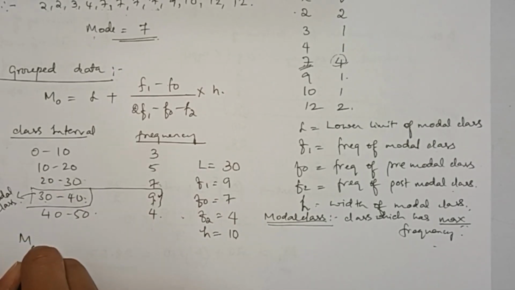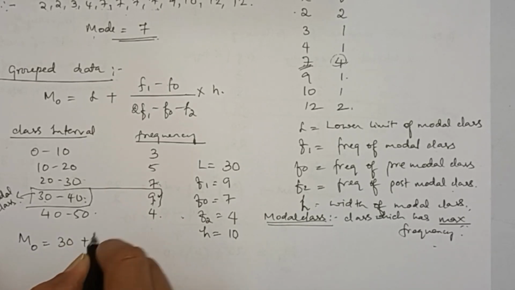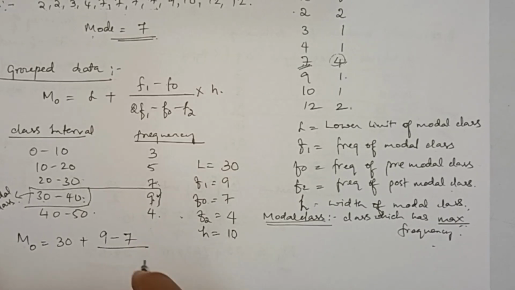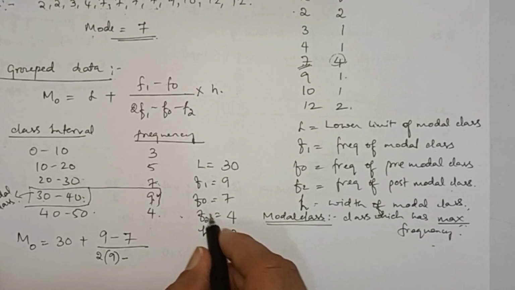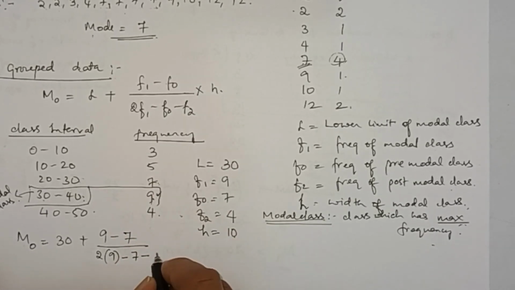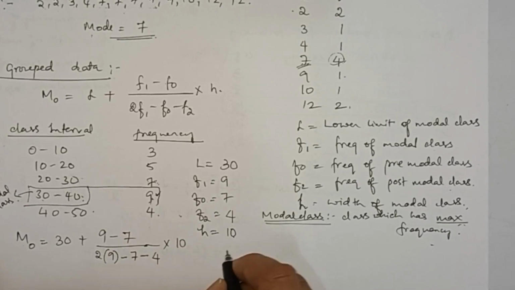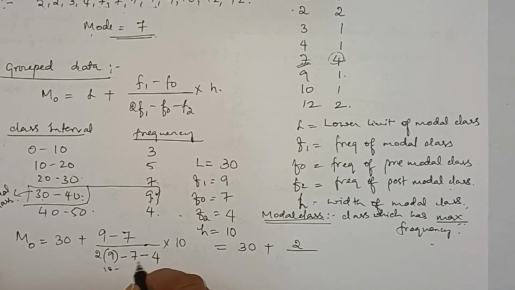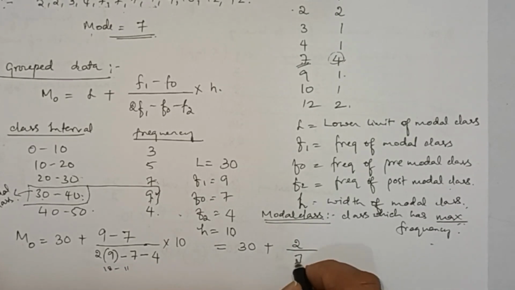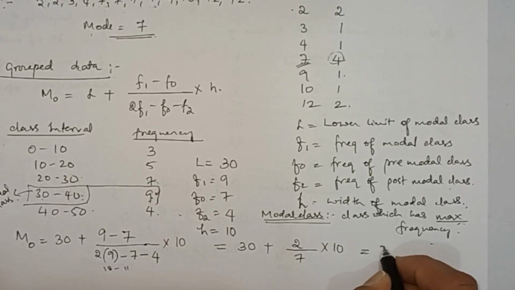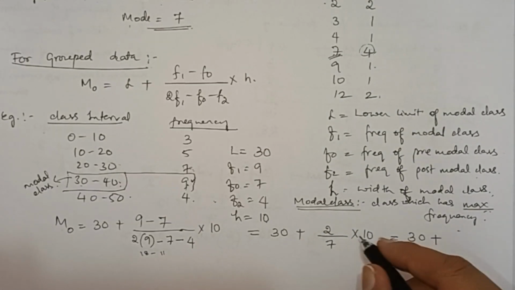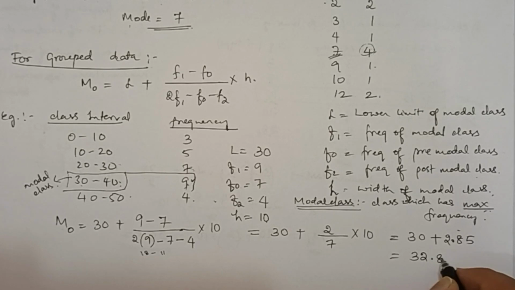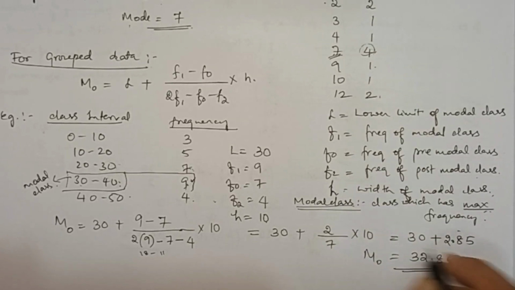Substitute all these in the formula. Mo equals 30 plus (f1 minus f0, that is 9 minus 7) divided by (2 into 9 minus f0 7 minus f2 4) into h, which is 10. Let us simplify this: 30 plus 2 divided by 18 minus 11, which is 7, into 10. So this gives you 30 plus 2.85, which is equal to 32.85. This is the mode for the given grouped data.